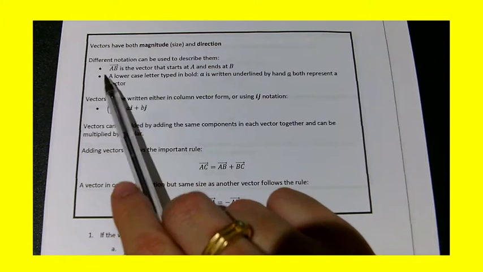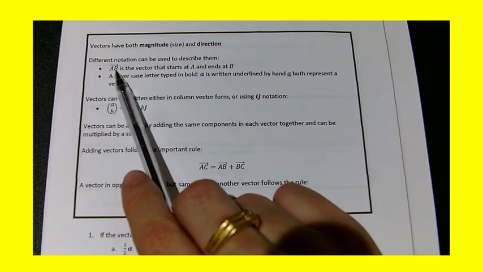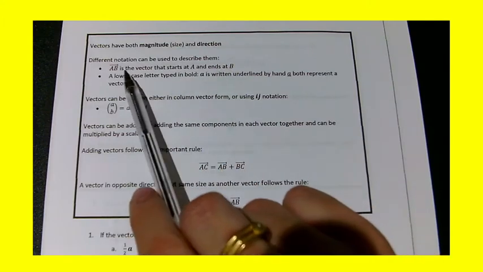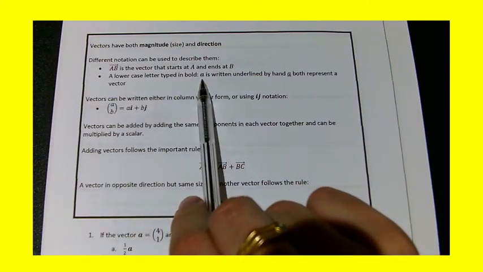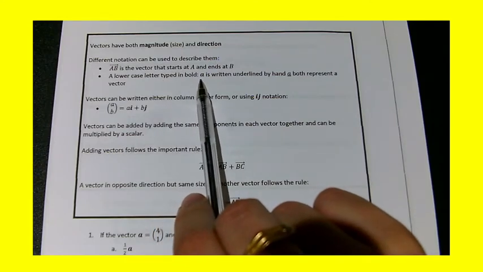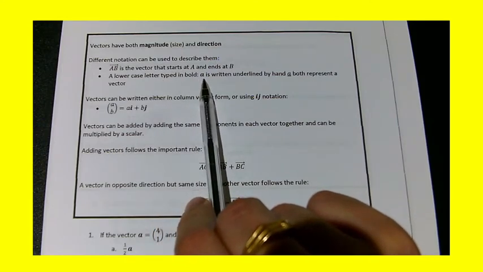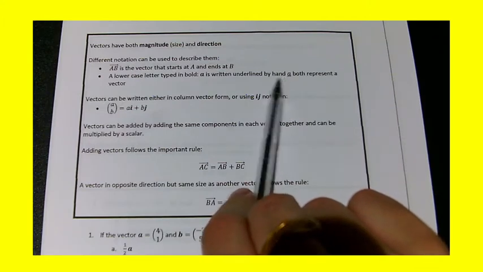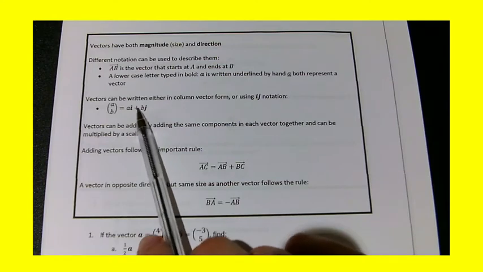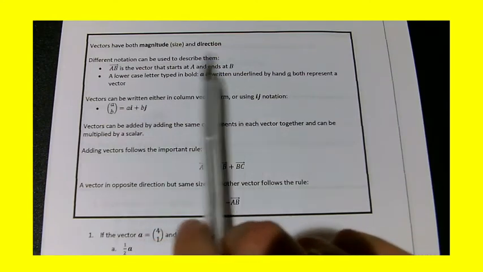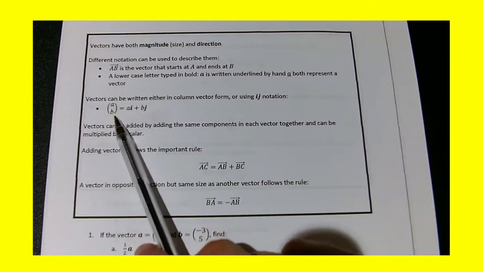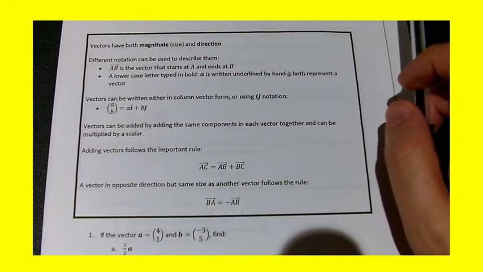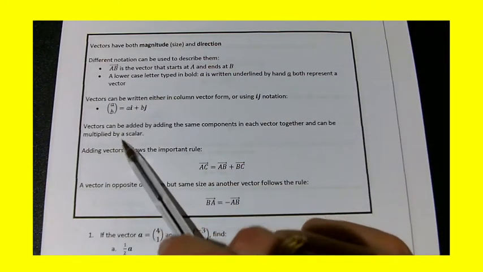Vectors can be described in different ways. So you can write a vector as such, AB with an arrow on the top, and that indicates a vector that starts at A and ends at B. You can also write a vector as a lowercase letter typed in bold, like this, or this as well, underlined. Vectors can be written either in column form or in IJ notation, so you can have a vector written in column form (a, b) or as ai plus bj. Okay, so they're equivalent forms of writing a vector.